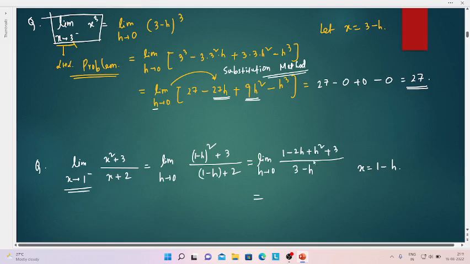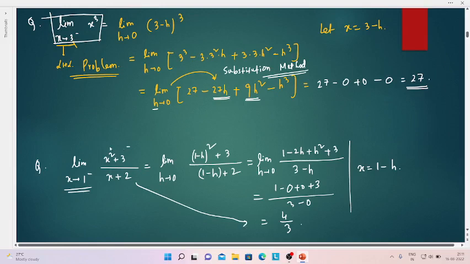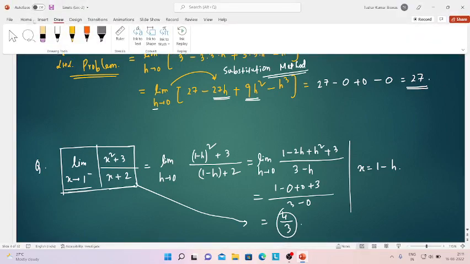So let's substitute the value, because when we substitute the value, it will not form an indeterminate form, right? So that will be 1 minus 0 plus 3 upon 3 minus 0. We have to just substitute h as 0. So that will become 1 plus 3, which is 4, and the denominator will be 3. So the left hand limit of that particular function is equal to 4 by 3, right? Okay, so let's take a slide so that I will show you something very interesting, right?